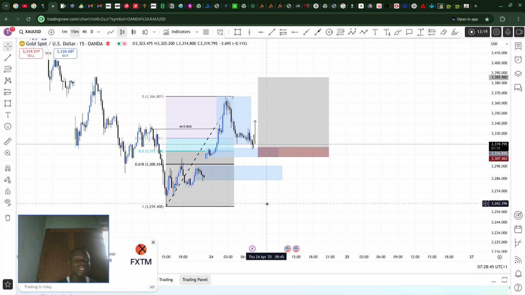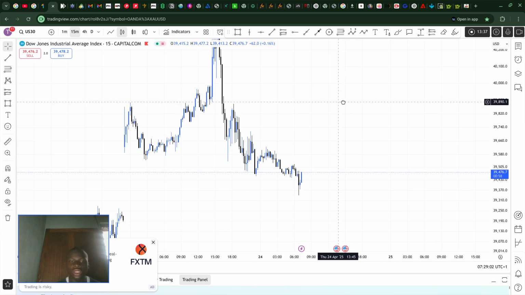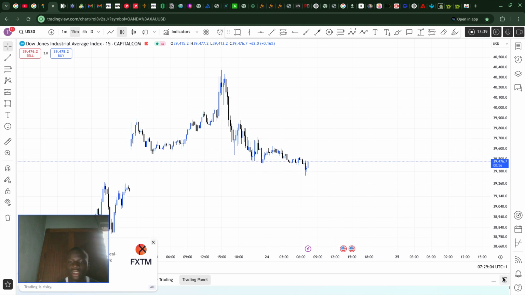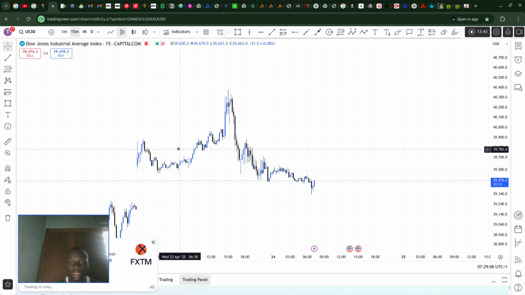So we trade the Asia range in the direction of the current market trend, and that is that for the gold. The second one we'll be looking at on our side is the US 30. What I could actually see here is the market has already trended, right? The market has trended from this point here.